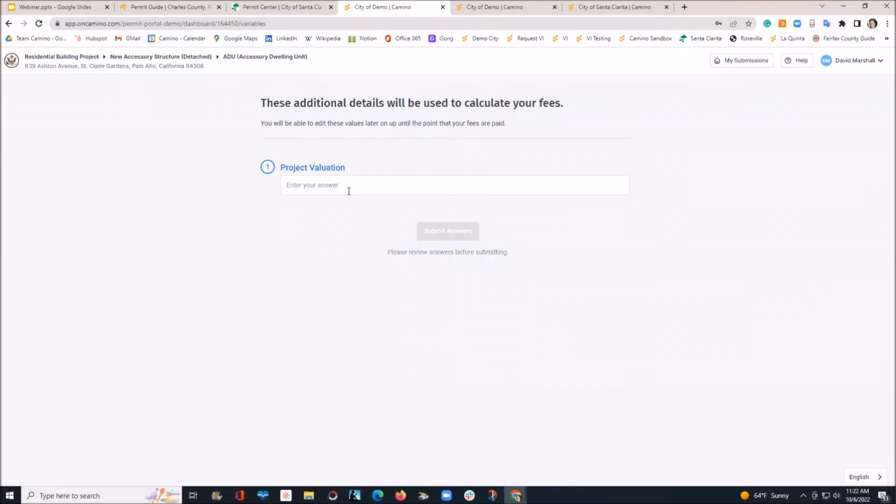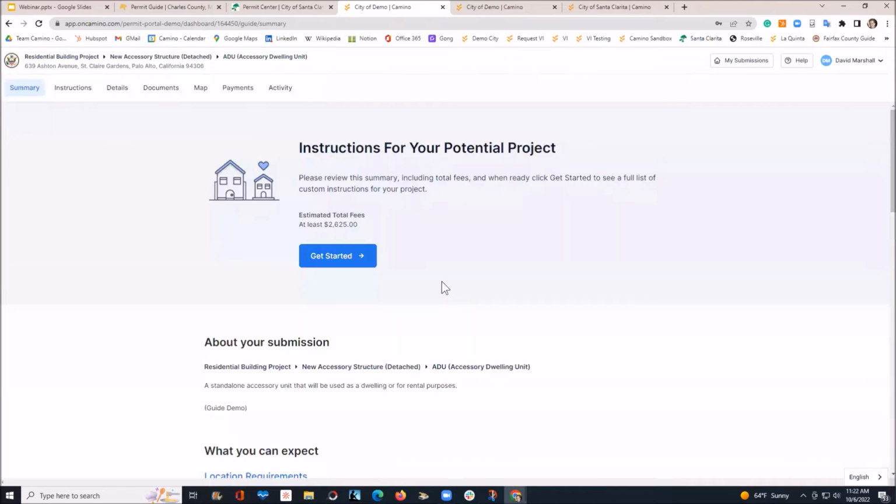Now Camino wants to generate the fees that are going to be paid on this. And in this example, it's a simple question on project valuation. But if you have a complex fee schedule, well, won't make it that big, we can ask the necessary questions and do the necessary calculations to generate those fees. So now in submitting our answers, we have our guide. So now in probably 90 seconds, a resident with no construction experience can generate a customized guide of all the information they're going to need, right?